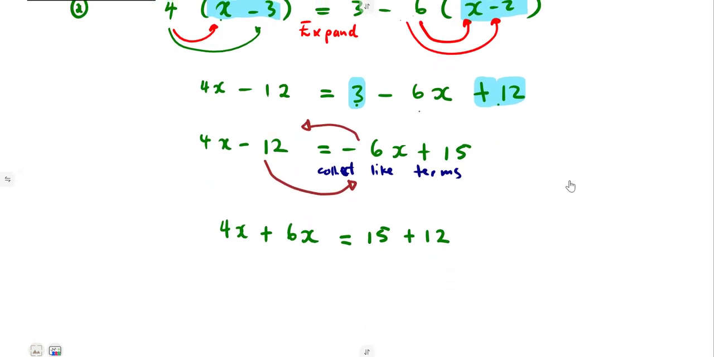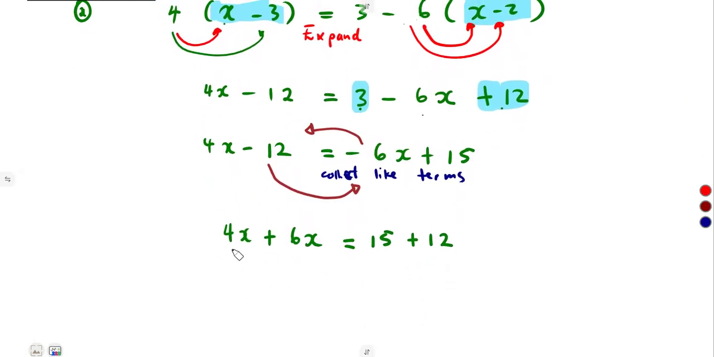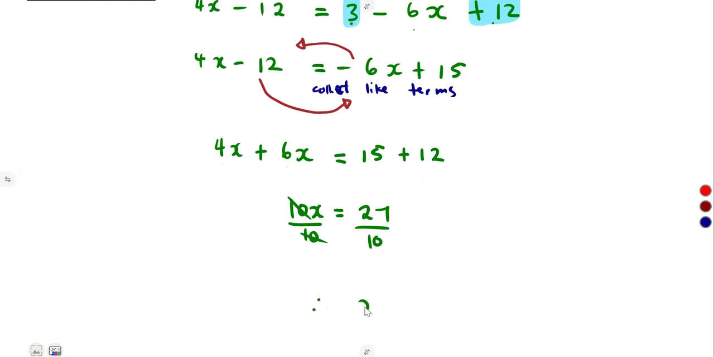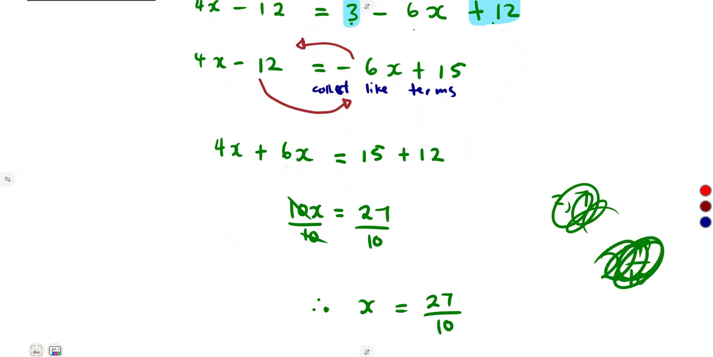So this is it, adding what we have on the left-hand side, 4 plus 6, that is 10x, is equal to 15 plus 12, which is 27. That's a product. So simply divide by 10. So you have got the value of x. Meaning our x is going to be equal to 27 over 10. You can have it the way that you want, as a decimal 2.7, as a mixed fraction 2 and 7 over 10. The way that you're going to present it is up to you.